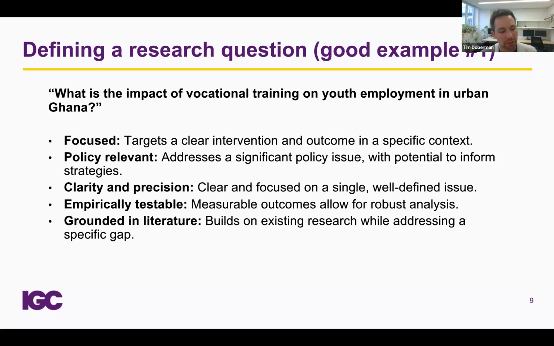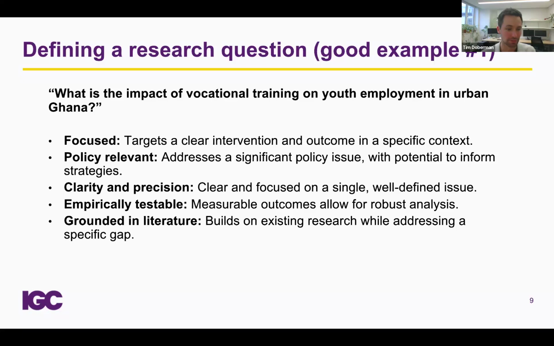So what I want to now do is go on to just one or two quick examples of a good research question, and then we can switch to some frequently asked questions and have a wider open chance to respond. A good research question is this, for example: what is the impact of vocational training on youth employment in urban Ghana? It's focused because it targets a clear intervention, which is vocational training. It's focused on a specific group, youth in urban Ghana, and the outcome is very clear: employment. Obviously, it's policy relevant because we know youth unemployment is a huge challenge. It's very clear.